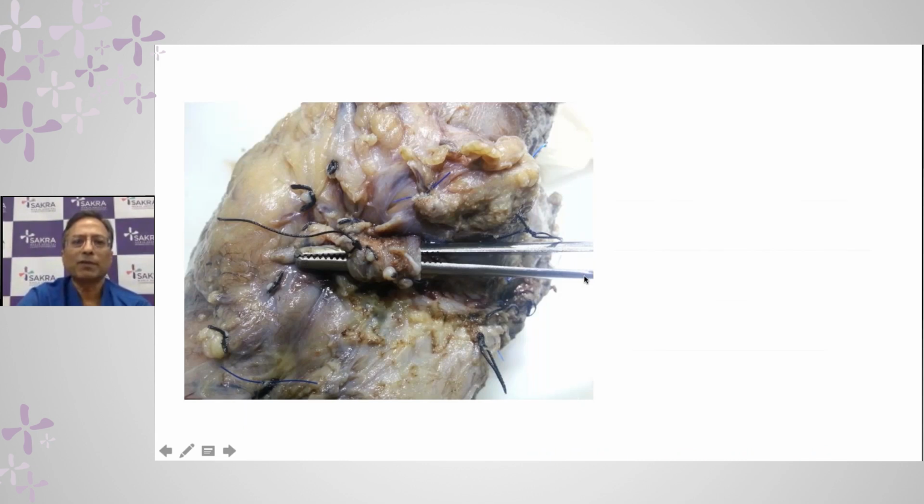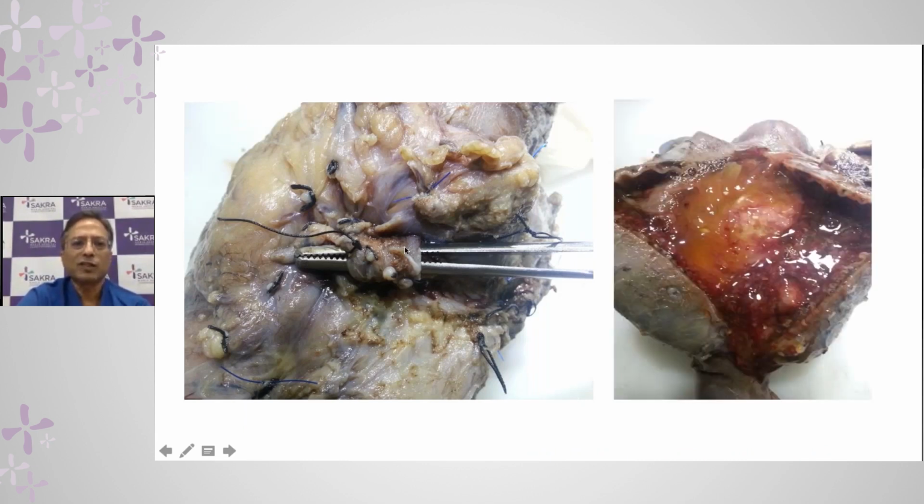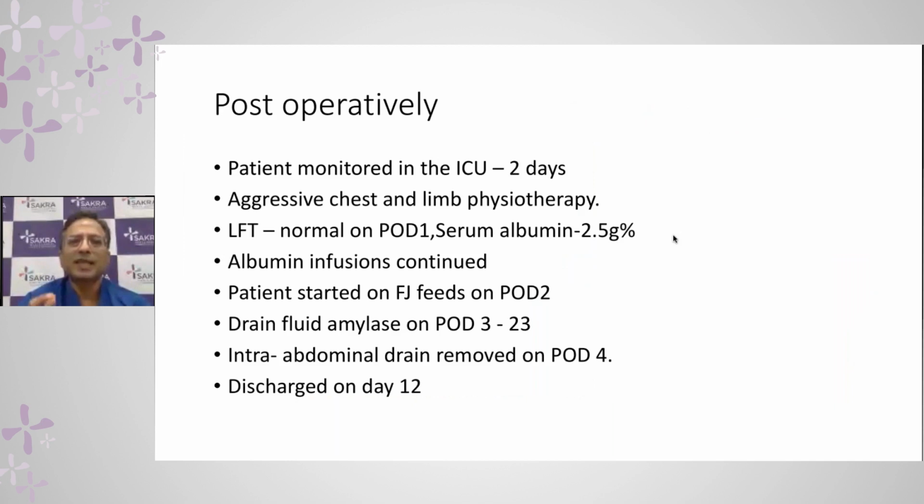And this is the operative specimen. You can see this whole specimen, and this is the portal vein segment which has been resected. And as you can see, this gelatinous content of the tumor indicates it's a mucinous tumor. So this is classically a mucinous cystadenocarcinoma of the head of the pancreas.